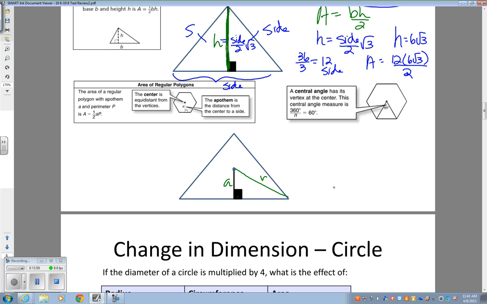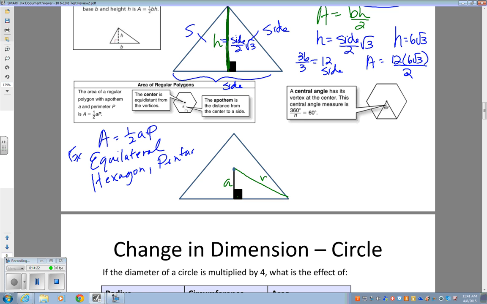You use this formula, A equals 1/2 AP, for regular polygons. So that, for example, could be an equilateral. What's another regular polygon I could use it on? A hexagon. Okay? I can use it on a pentagon. Okay, that's the formula I'm going to use.